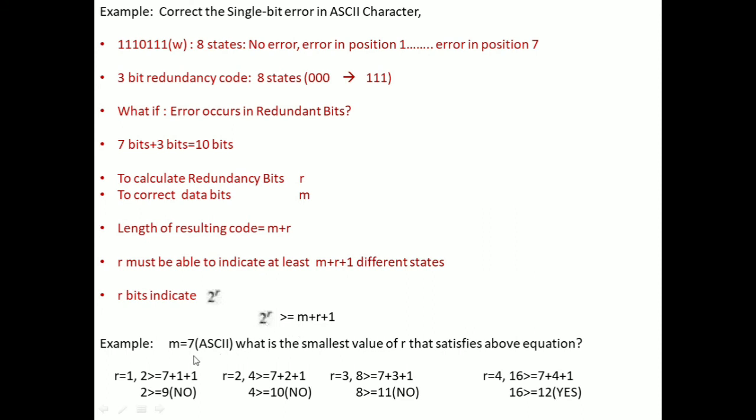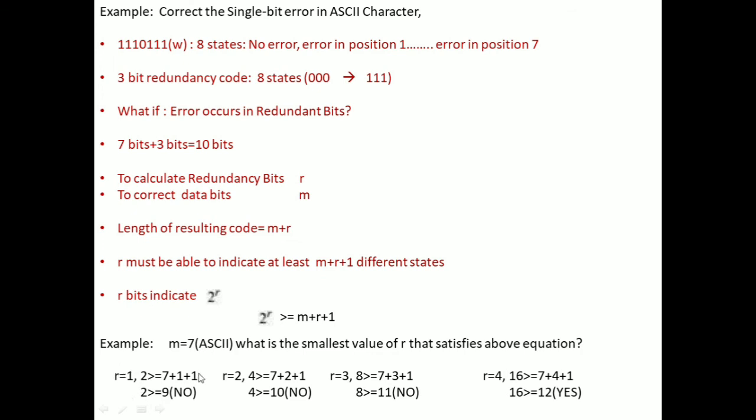Let us take the data unit bits m equal to 7, that is, the ASCII representation, which has 7 bits. Now let us see the smallest value of r which satisfies the above equation when m is equal to 7. Let us go with r equal to 1 first. 2 power 1 is 2, greater than or equal to m plus r plus 1, which is 7 plus 1 plus 1. So is 2 greater than or equal to 9? No. So we cannot take the number of redundant bits equal to 1.